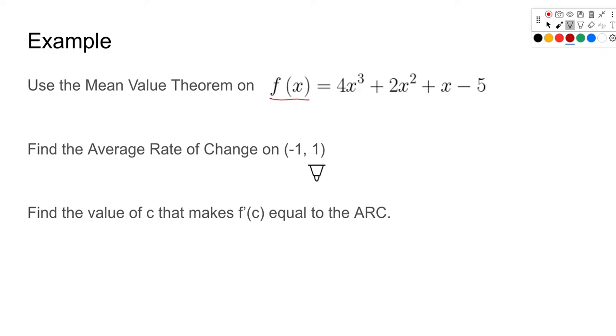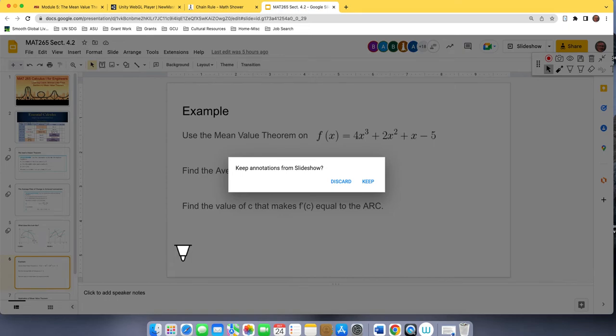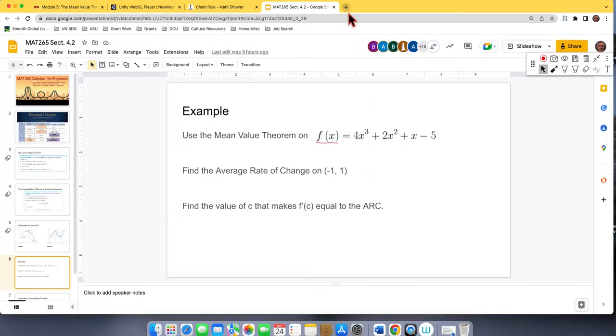We want to find the average rate of change, and then we want to find the value of c that makes the derivative equal to the ARC, which is average rate of change. So I think I'd like to do this one, if I can remember all the steps I took, using Desmos.